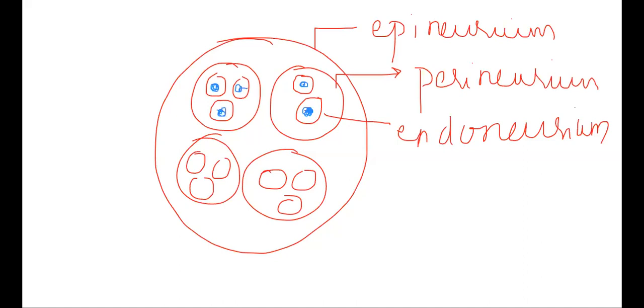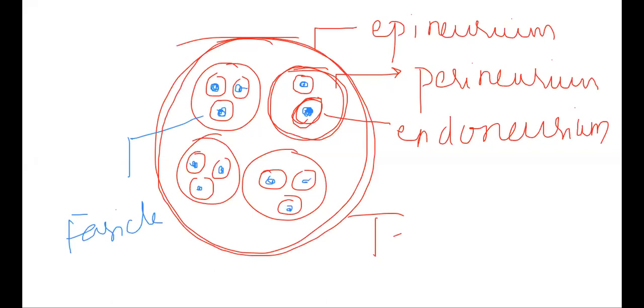So what I am drawing with the blue color is the axon, that is the nerve fiber or axon. A bundle of axons we call a fascicle. Each axon is surrounded by a membrane called endoneurium. The bundle of axons is called a fascicle, and all the fascicles are surrounded by a membrane called epineurium. What is this? The transverse section of a nerve. Any nerve.